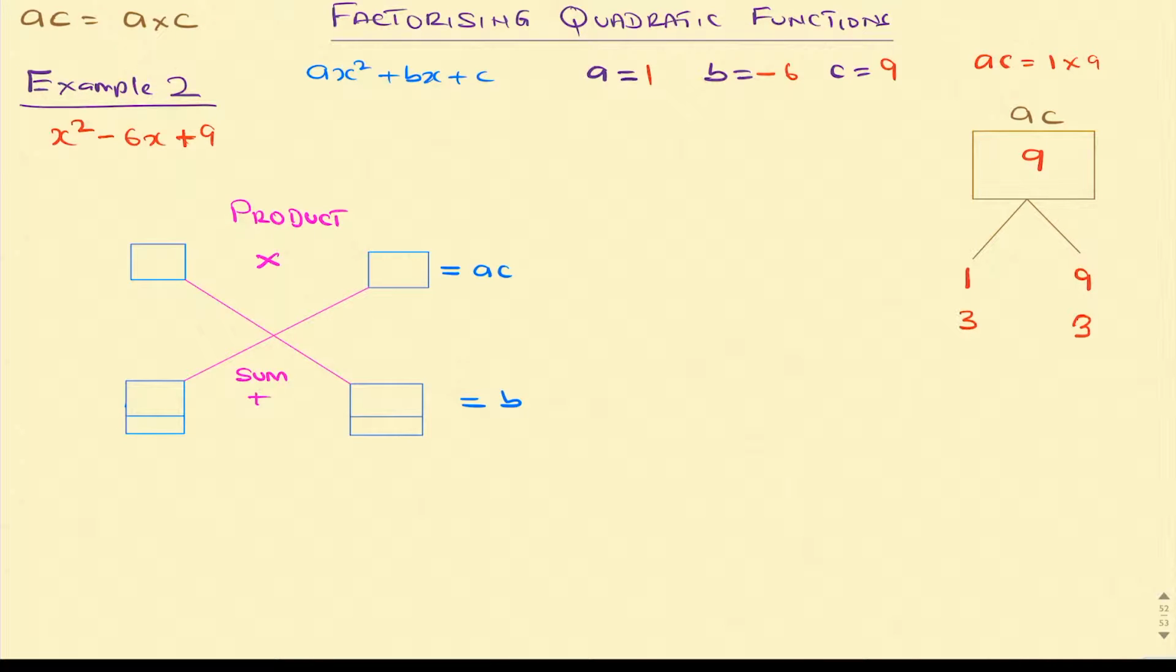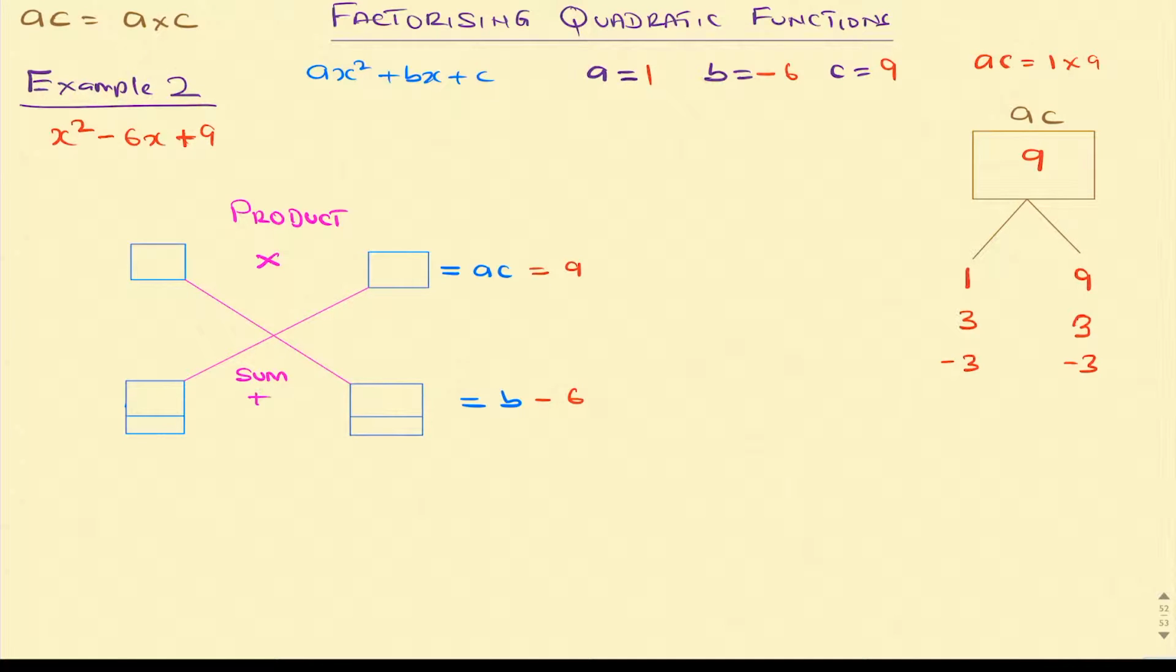3 times 3 is 9. 3 plus 3 is 6. But AC should be 9 and B is minus 6. So we want minus 6. So if we try minus 3, that would do it.